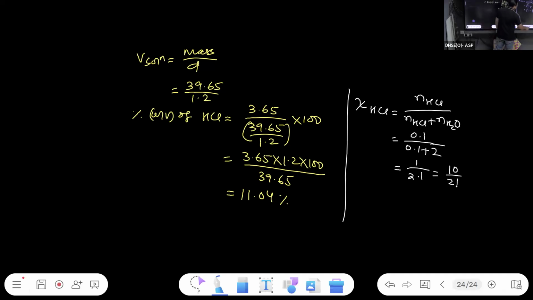So next, the next concentration unit is molarity, capital M. So what is molarity? Now quickly note it. It is the number of moles of the solute present in 1 liter of the solution.